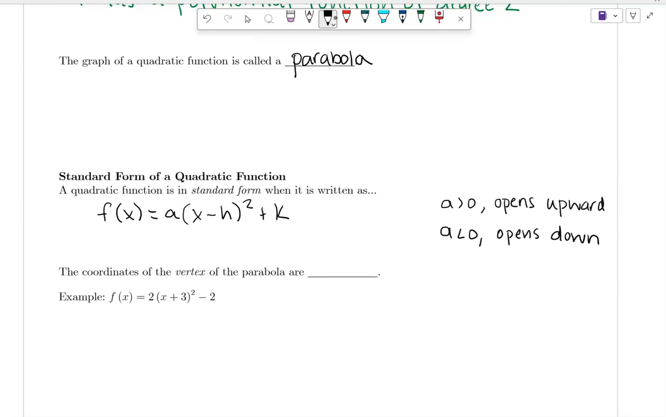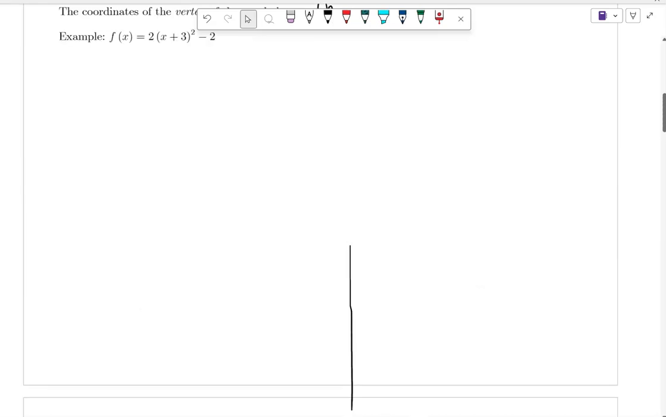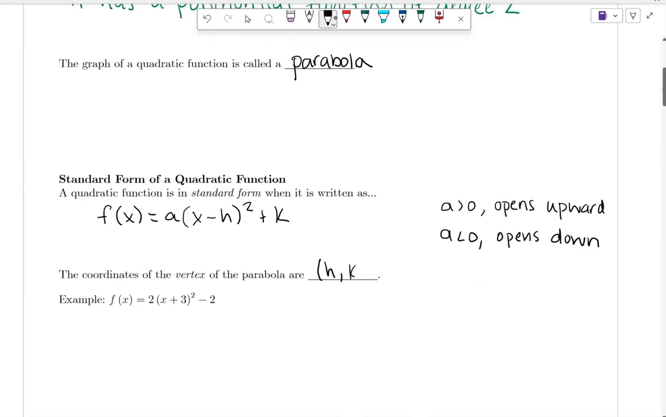And then, when you're finding the coordinates of the vertex, your vertex is going to be a max or min, which we'll talk about later, but it's where your two curves meet at the tip. That's what your vertex is. And the point of your vertex when you're looking in standard form is going to be h, comma, k. So that is going to be your vertex.